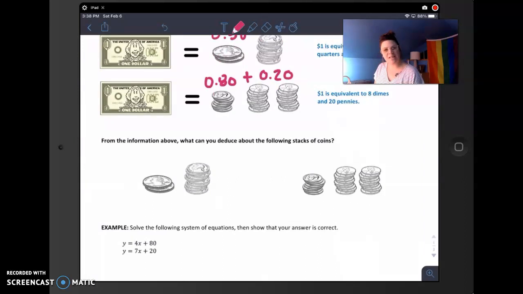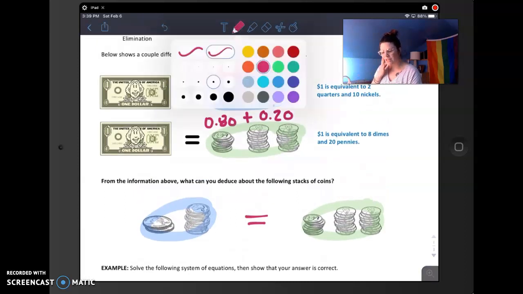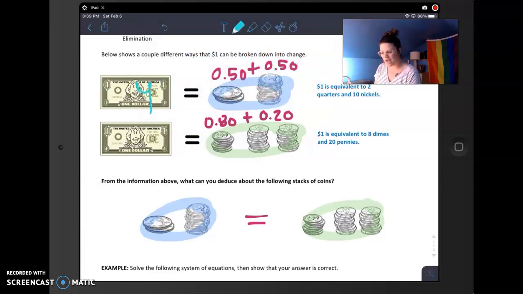So what we're looking at next is that we take this first picture and put it here, and take the second picture and put it over here. What is true about these 2 stacks of coins? Well, we can say that they are equal. So we're going to take that idea and use it for an equation. Imagine if this was a y equals and a y equals here. That y happens to be $1, but we can translate this idea into algebra.